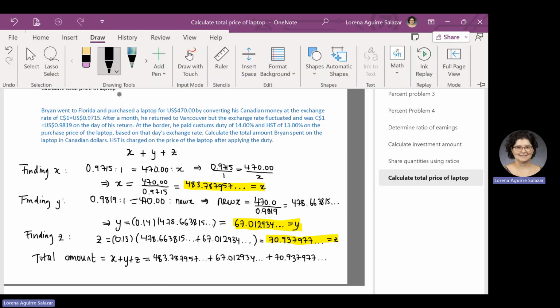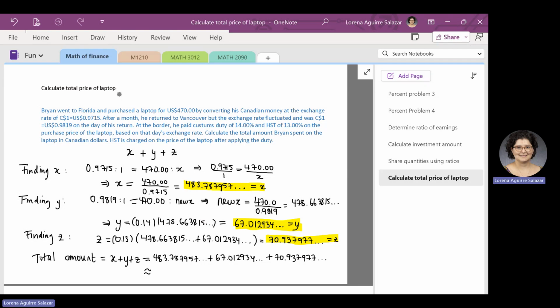When we do that, we get the value 621.74. This symbol right here means approximately equal to. So Brian spent about $621.74 on the laptop in Canadian dollars in total.